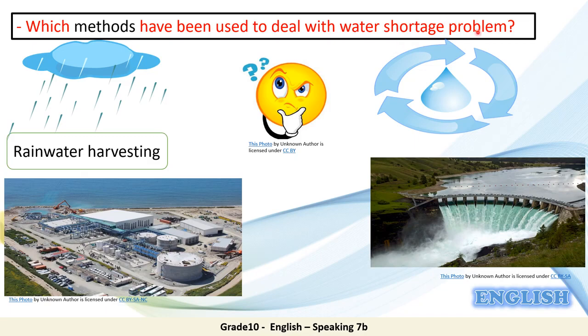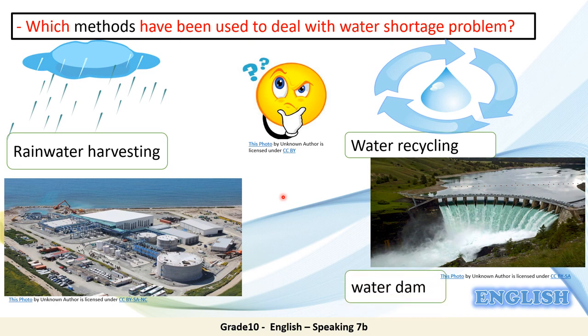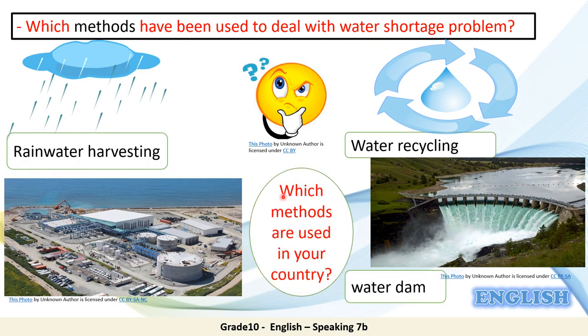How about this method? What do we call this process? Recycling, very good. In this case, we talk about water recycling. How about picture 3? What do we have here? We have a station next to the sea. What do you think is being done here inside the factory, inside the station? Very good. It's the process of desalination. And in picture number 4, this is absolutely a water dump.